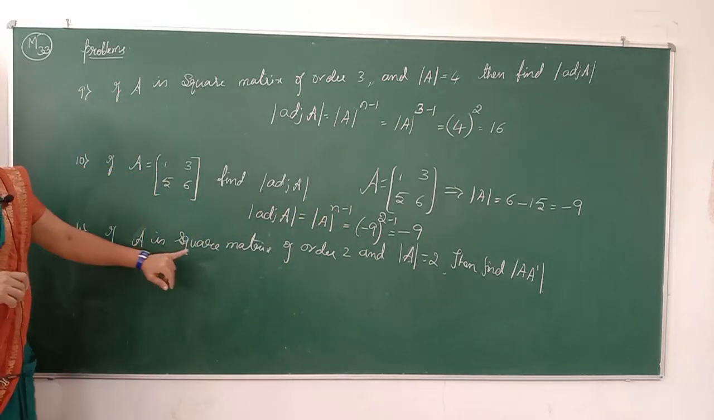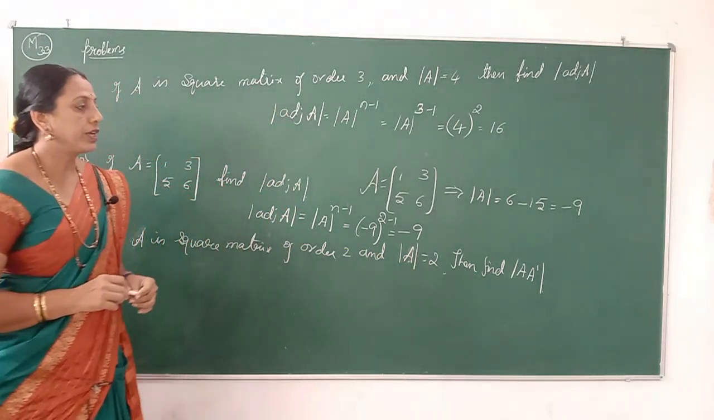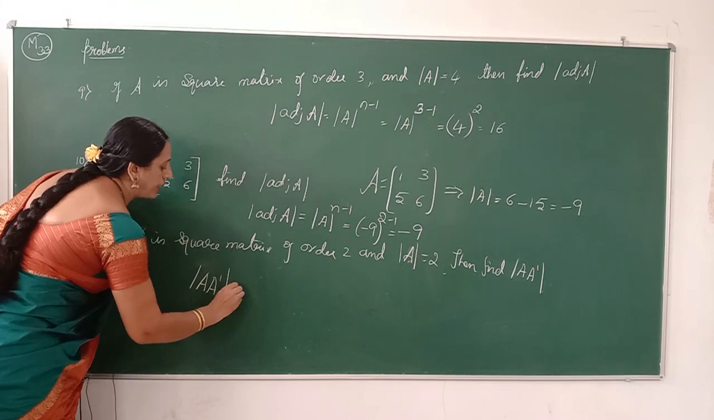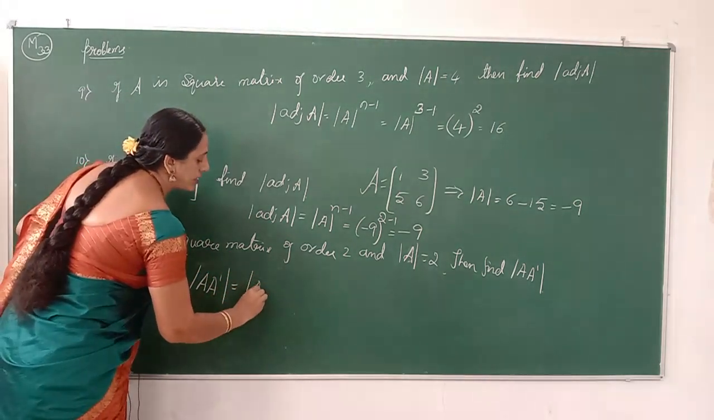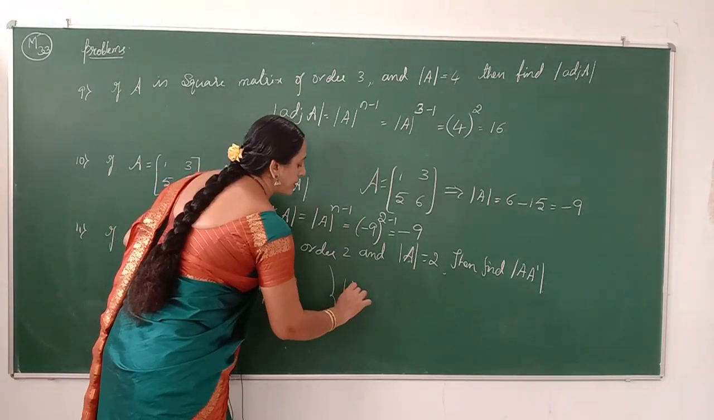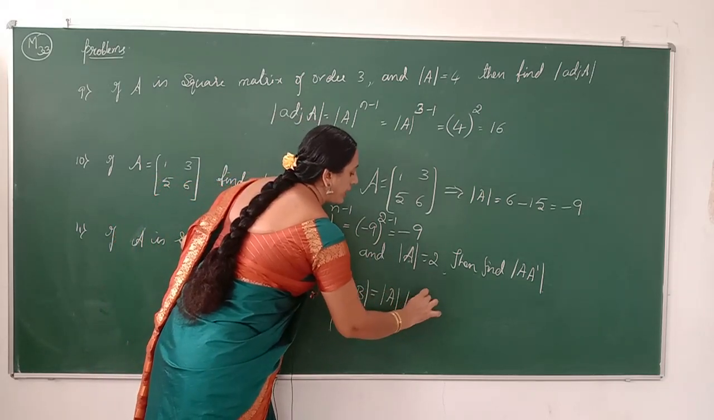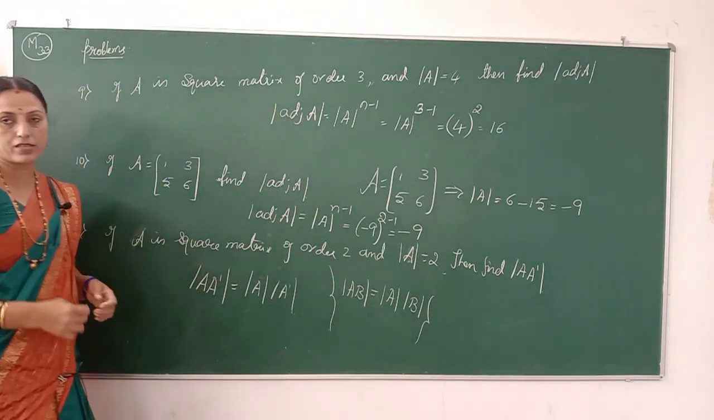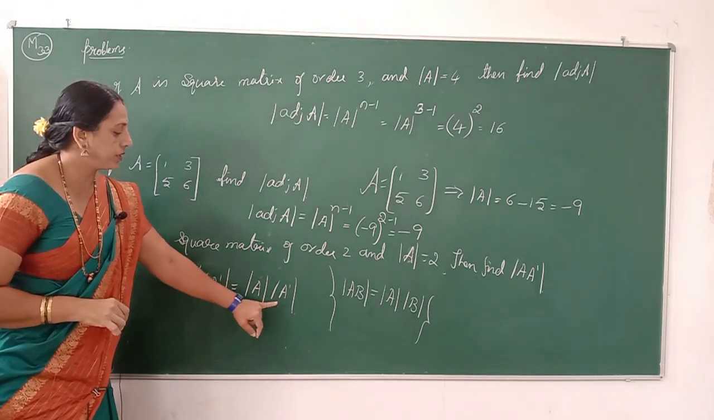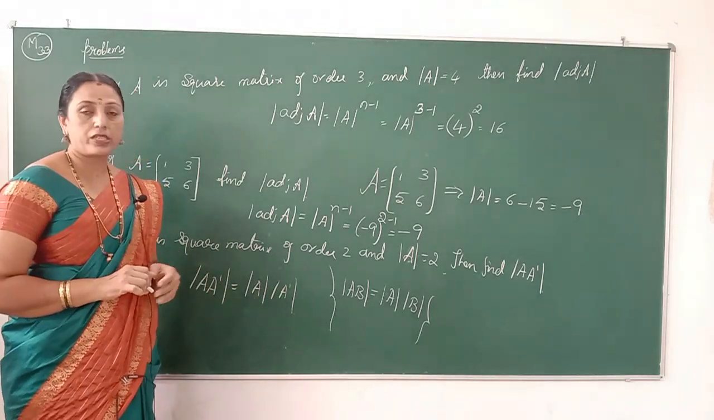Next one: if A is a square matrix of order 2 and determinant of A is equal to 2, then find determinant of A into A dash. Now determinant of A into A dash can be written as determinant of A into determinant of A dash, by using one of the properties of determinants: determinant of A into B can be written as determinant of A into determinant of B. We already know that result. So by using that result, determinant of A into A dash can be written as determinant of A into determinant of A dash. But what about the difference between these two determinants?